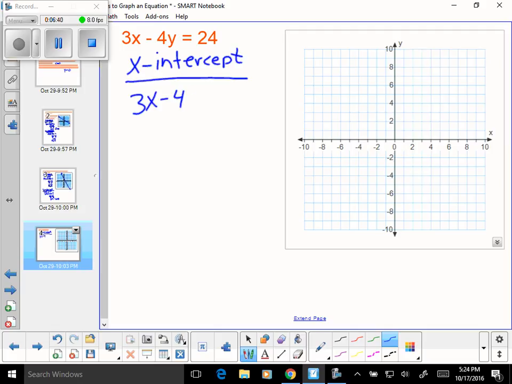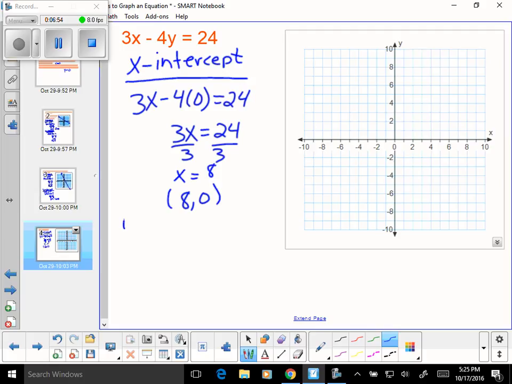3x minus 4 times 0 equals 24. 3x equals 24. X will equal 8, so I'm going to do 8, 0. The y-intercept, got to be a little careful, especially if you have subtraction. You can probably guess what I'm going to say next.